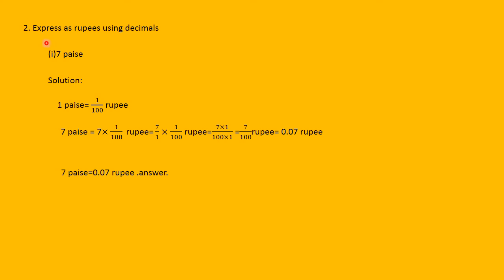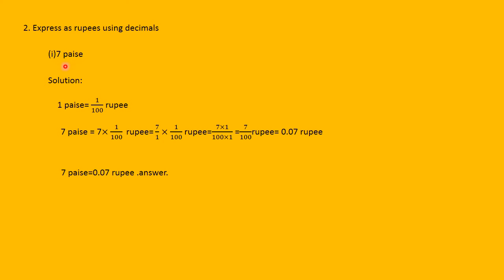Now let us see the second question. Express as rupees using decimals. The first question is 7 paise. So how do you convert paise into rupees? 1 paise is equal to 1 upon 100 rupee. So the 100th part of 1 rupee is 1 paise. So 1 paise is equal to 1 upon 100 rupee.